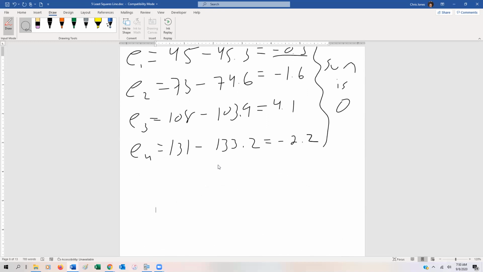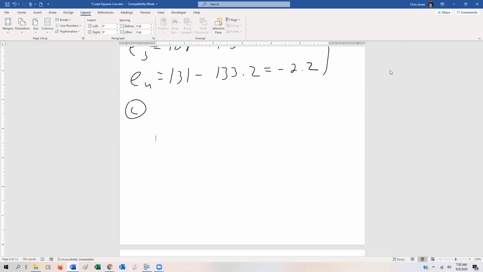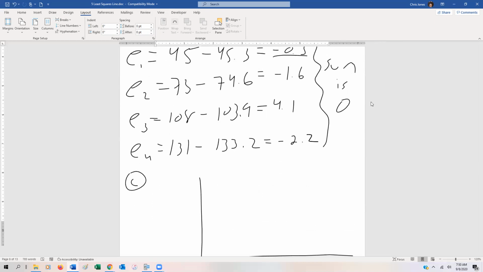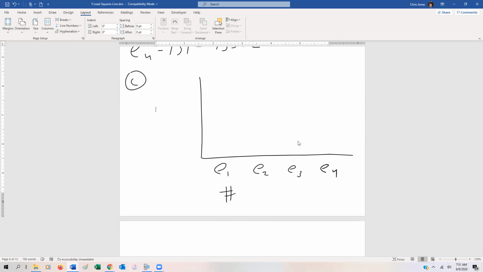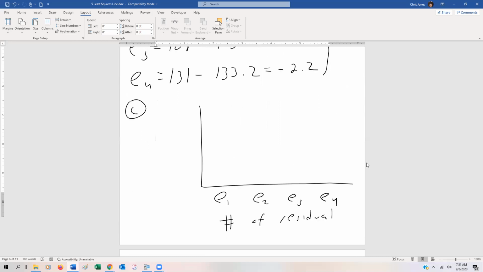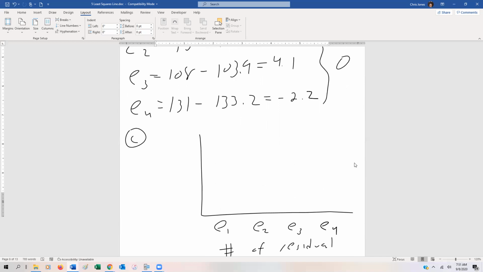So this is part C. And for our residual plot, here's how we're going to do this. Remember, our y actual values were 45, 73, 108, and 131. It doesn't really matter, so let's just call this E1, E2, E3, and E4. It's actually categorical. This is the number of the residual. It really doesn't matter that much what the value of the y is, but what does matter is the residual.